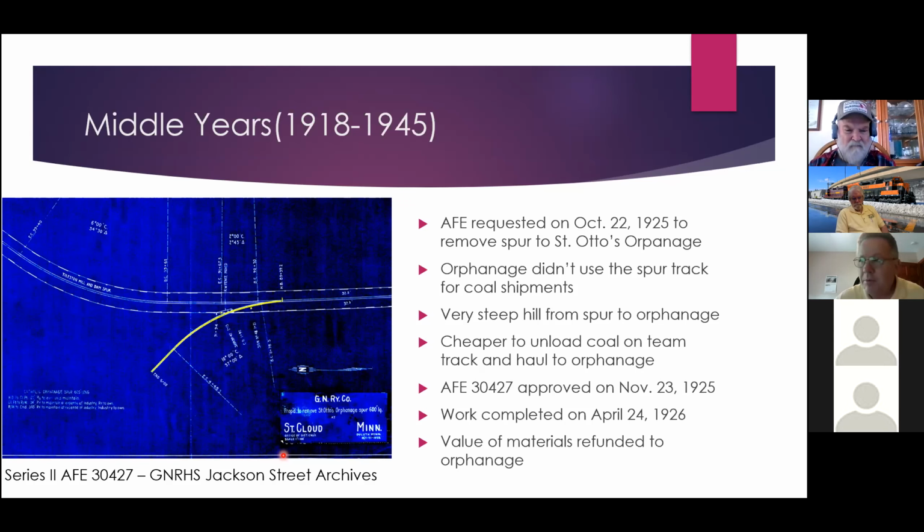Well, when you look at the correspondence, now you start seeing letters going back and forth between the archdiocese and the railroad, because the archdiocese is reminding the railroad, wait a minute, we had to pay when you put the spur in. Now that you took it out, there's scrap value in that rail and the ties, and you owe us the scrap value for whatever you took out and salvaged. And eventually the railroad did refund the orphanage for the scrap value.